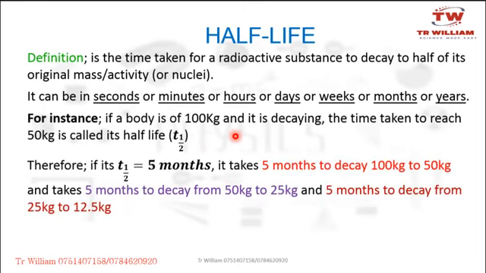Therefore, if for example its half-life is 5 months, it means it will take 5 months to decay from 100 kilograms to 50 kilograms. Now the current mass will be 50, meaning for it to decay from 50 to 25, it will again take 5 months, because that is the time it takes to decay to half of the original mass. So 50 becomes the original now. By the time it decays from 50 to 25, it will take 5 months. That is another half-life.